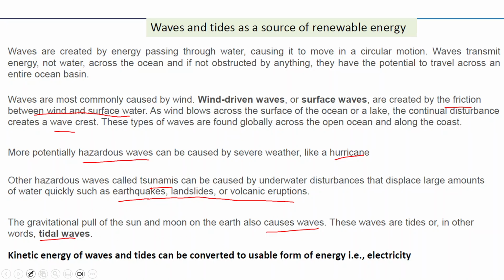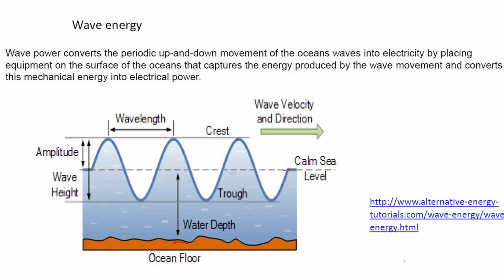Kinetic energy of waves and tides can be converted to usable forms such as electricity. Wave power converts the periodic up and down movement of the ocean waves into electricity by placing equipment on the surface of the ocean that captures the energy produced by the wave movement and converts this mechanical energy into electrical energy. We will be talking further about what kind of equipment is installed for the conversion of this wave energy into electrical energy.